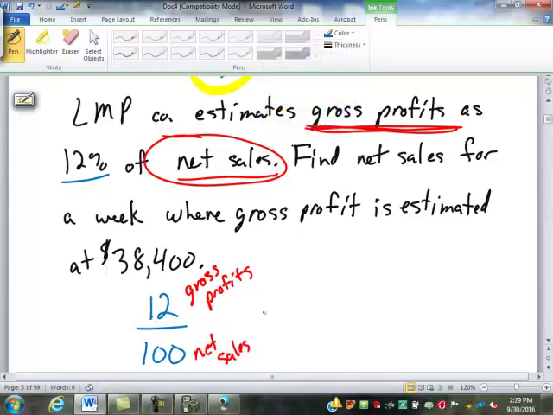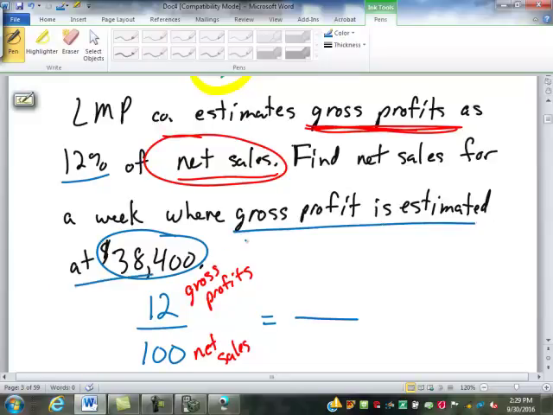So on the other side of this, we have the 38,400. Which one of those two does that represent? Gross profits are estimated at 38,400. So that represents the gross profits. Now, before we cross multiply and divide, we really should ask ourselves another question: this is the net sales down here. Is that what we're looking for in this problem? Yes, it is. So let's cross multiply and divide.